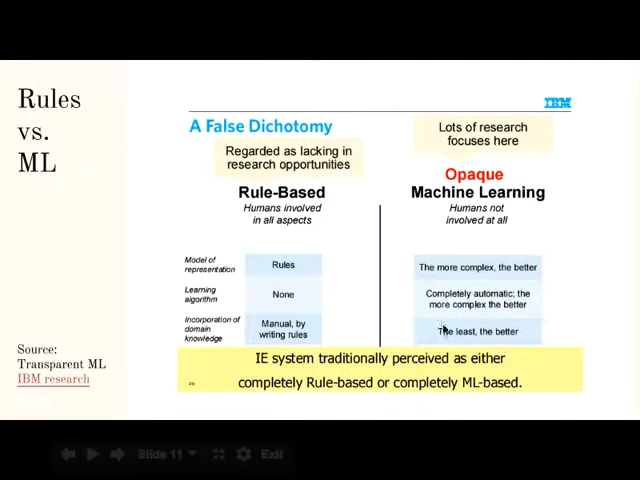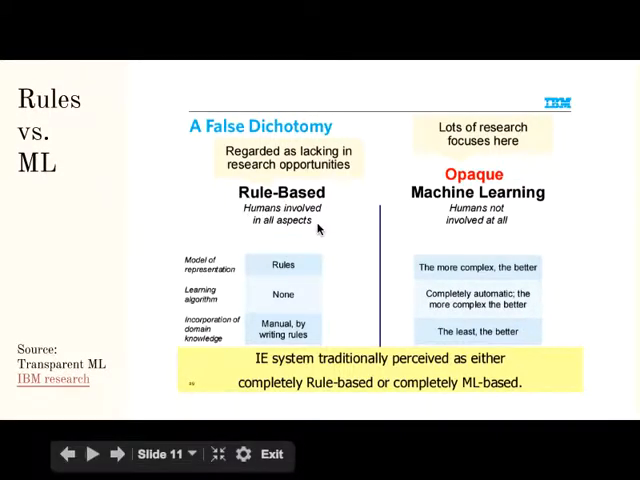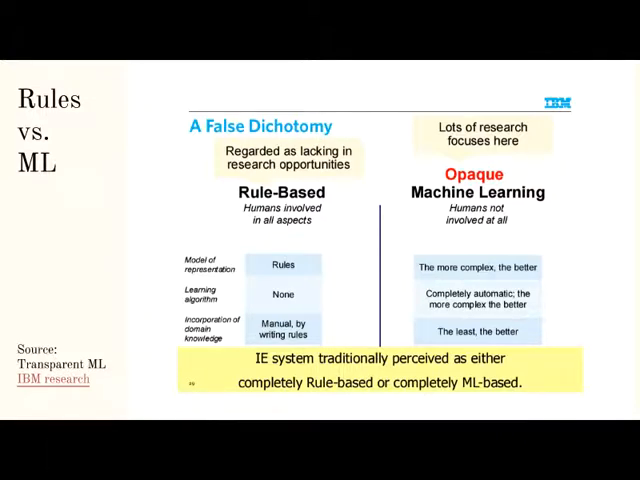So they put up what's regarded as the dichotomy here. The rule-based approach is very human intensive, where you write out how the rules work. There's no learning algorithm per se. The domain knowledge is manual. And then the goal for machine learning, which is where they say the research focuses, is to just get humans out of the picture completely. So the more complex the model is, the better. The less involvement humans have, the better. And the less domain-specific work that goes in, the better.